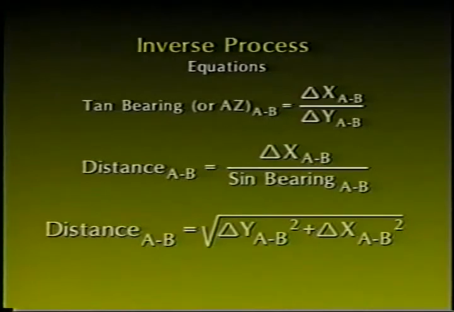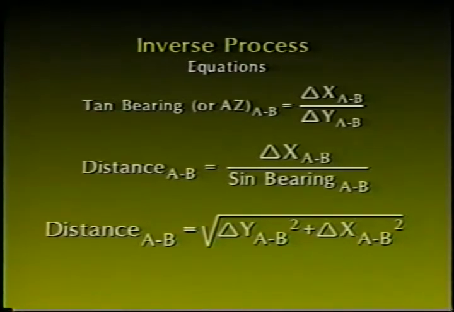When the latitude and departure between two unconnected survey points are known, they can be used to determine the unknown bearing and distance between the points. This operation is called the inverse process and is based on the formulas shown in the next graphic. Note that in the inverse process, latitude and departure will be called delta y for latitude and delta x for departure. The equations shown are used to determine the bearing and distance of the missing course.